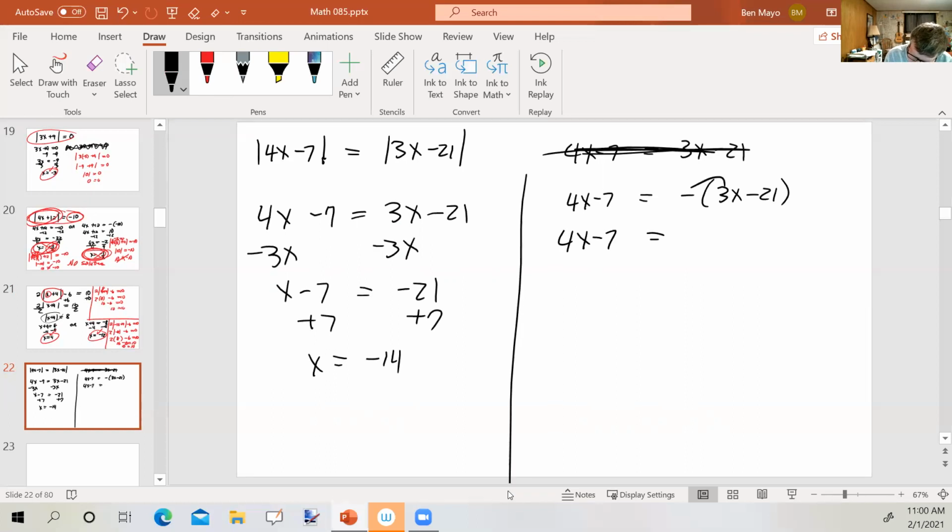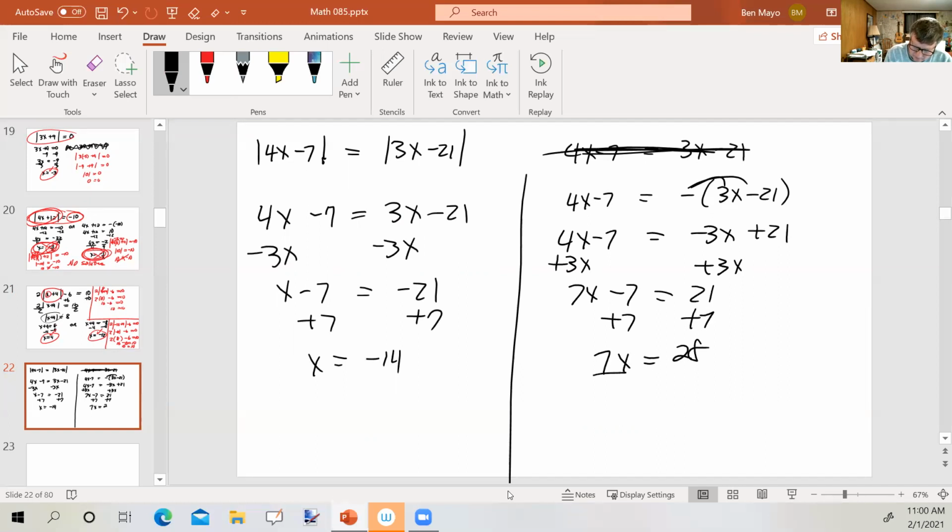The second equation, I'm going to distribute the negative and get negative 3x plus 21. I will add 3x to both sides. 7x minus 7 equals 21. Add 7 to both sides. 7x equals 28. Divide by 7, x equals 4. So I've got negative 14 and 4.